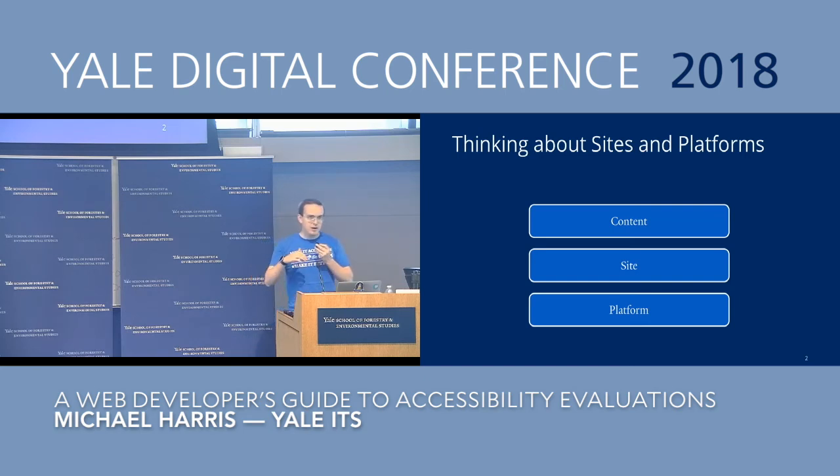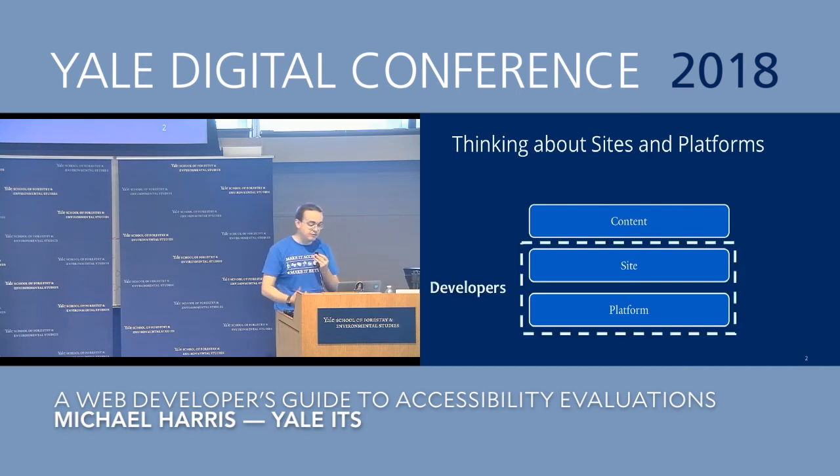The way I was thinking about it is to consider one of the more common architectural patterns at Yale. We have this idea of a platform, like a Yale site, like a Tridion, what have you. On top of that, you might have the individual site customizations. And on top of that, you might have the specific content for the website. If you think about where a developer might have some ability to influence the accessibility of the product, it's probably going to be at the platform and the site level.